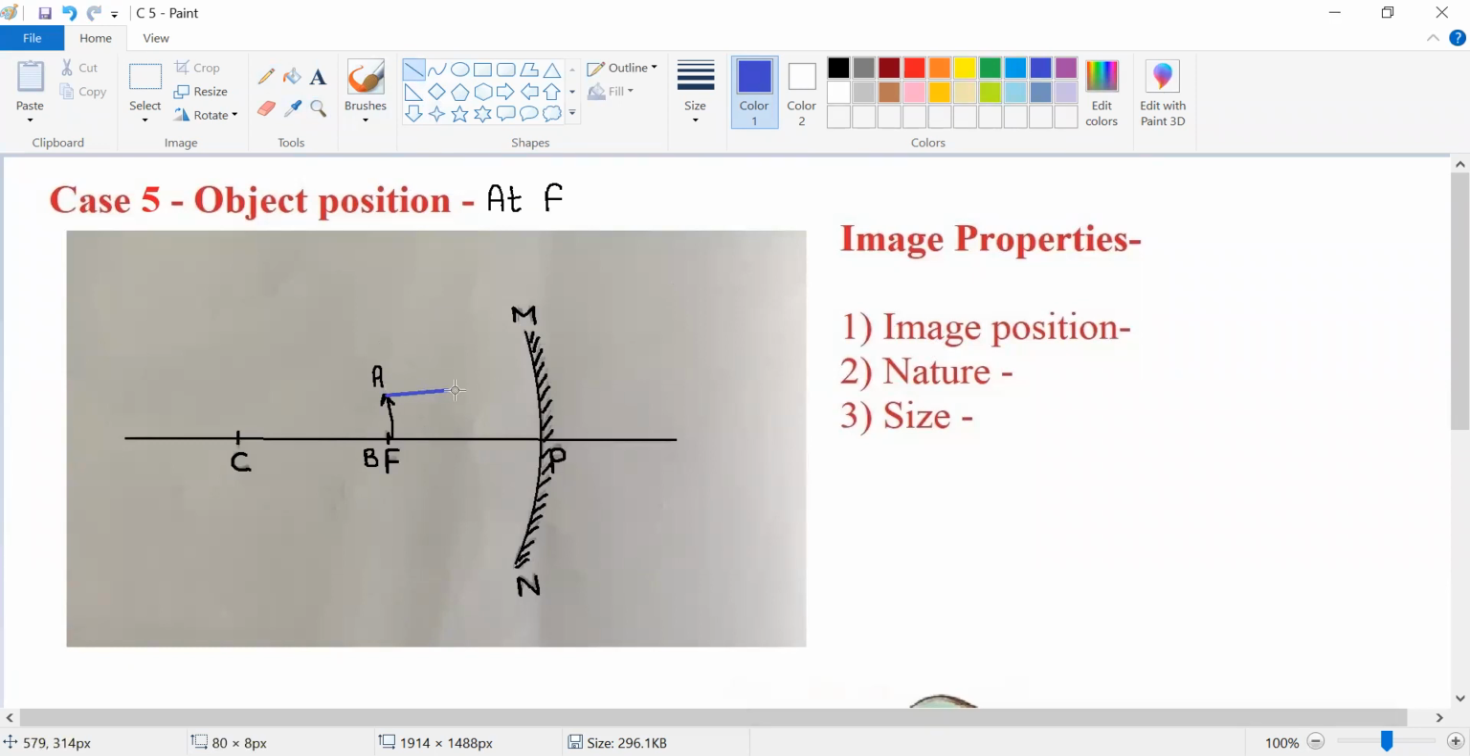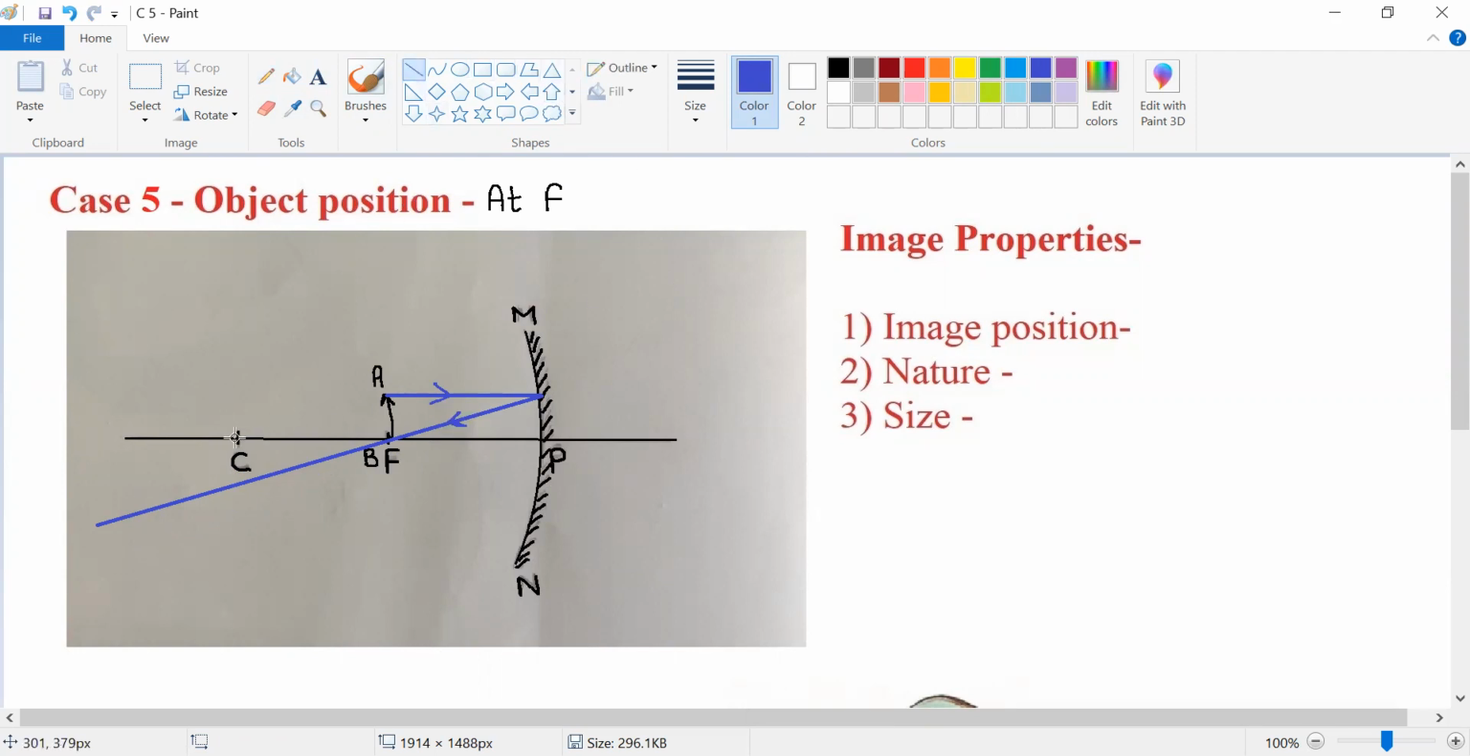So the first one is parallel to principal axis. We know that after reflection, it is going to pass from focus. Mark the arrow for the incident ray and for the reflected ray of light.